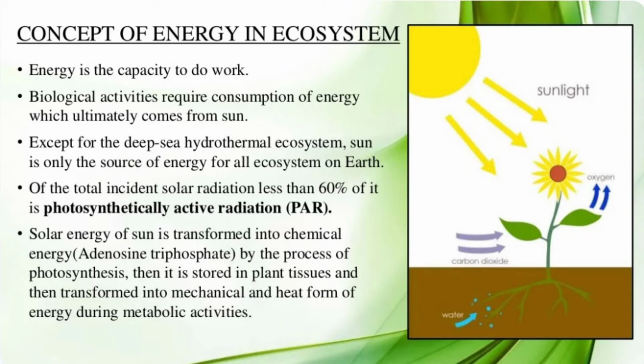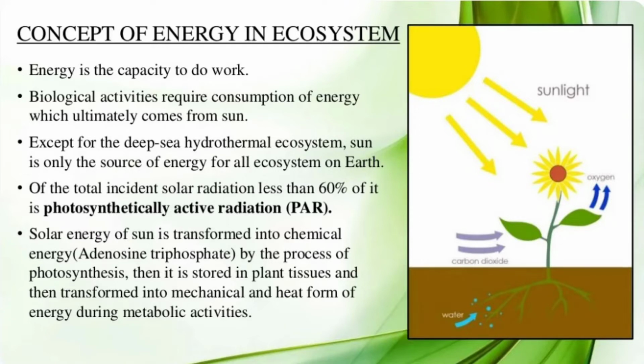In terms of ecosystem, energy inflow or energy input into the system will be balanced by energy outflow from the system. The second law of thermodynamics states that when work is done, energy is dissipated, and the work is done when one form of energy is transformed into another form. Energy is the capacity to do work. Biological activities require consumption of energy, which ultimately comes from the sun.